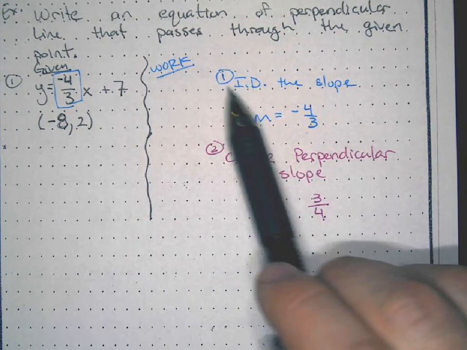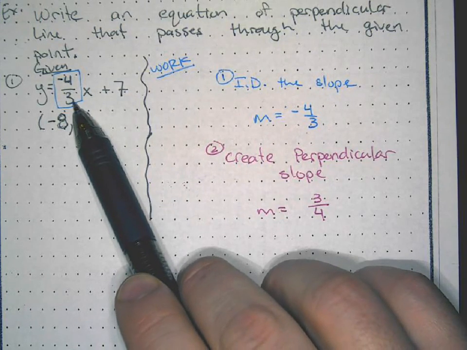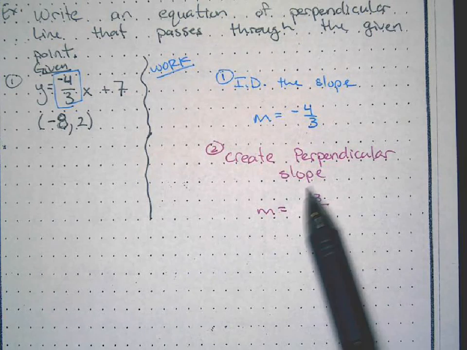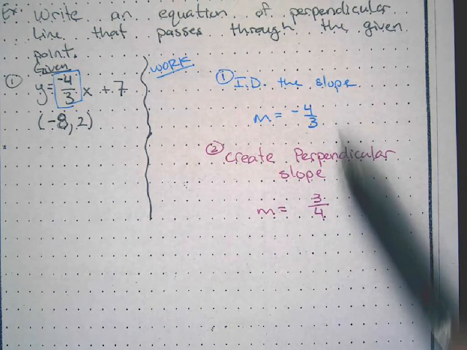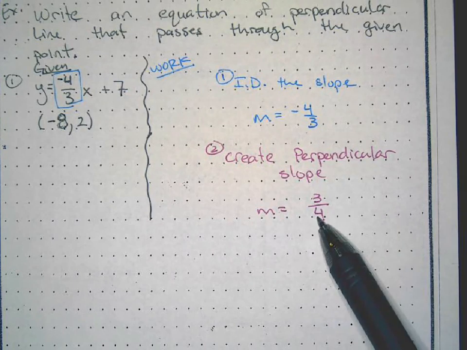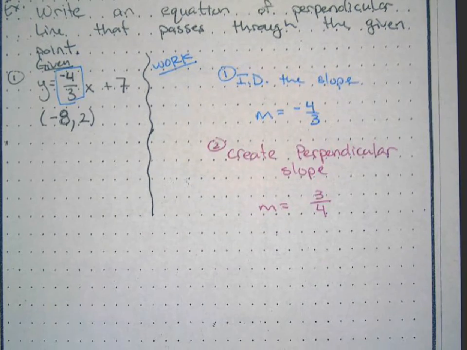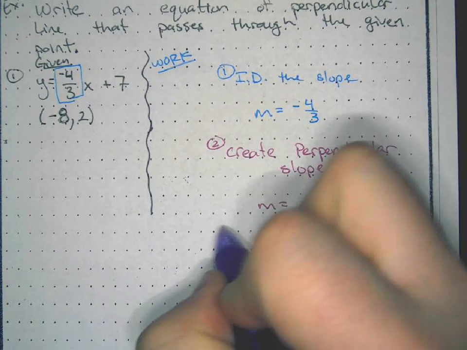Okay, so to recap what we've done so far, we have identified the slope from our equation. Now we created our perpendicular slope by flipping it. 4/3 becomes 3/4, and the negative becomes positive, making its opposite. And our last step is to plug in and solve.